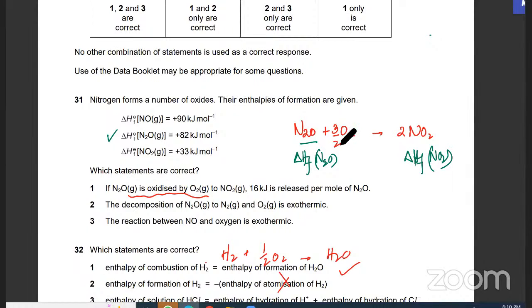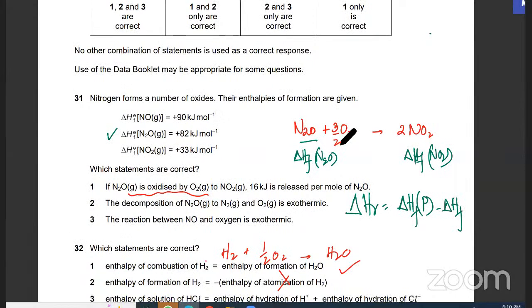Reactant minus product. The product minus reactants. Products minus reactant. Okay, so the enthalpy of reaction for this particular reaction would be enthalpy of formation of products minus the enthalpy of formation of reactants. Sir, for combustion, isn't it reactant minus product? It's for combustion, isn't it?